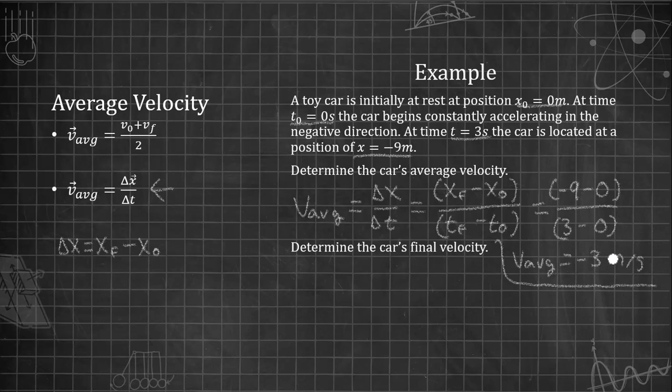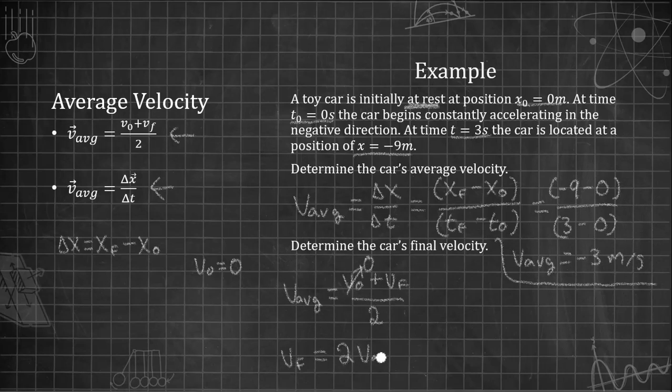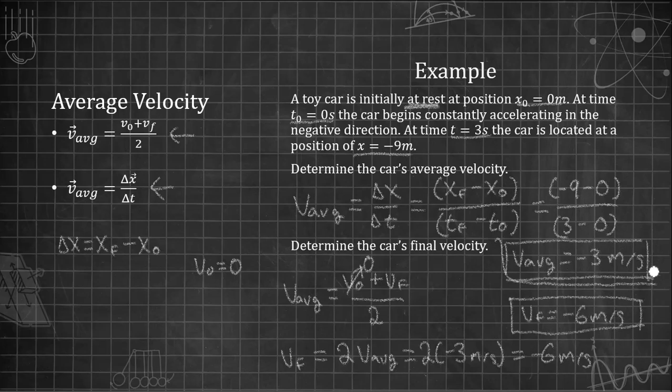Now we can use this in conjunction with our top equation to figure something out about the final velocity, now that we know the average velocity. So what we're going to do is read through this problem one more time and note that the object does start at rest, which tells us our initial velocity is 0. So what I get is that my final velocity is negative 6 meters per second, whereas my average velocity over the entire course of time is negative 3 meters per second.